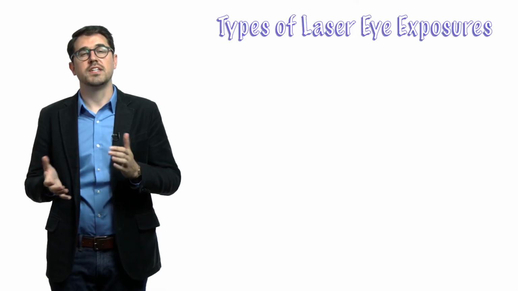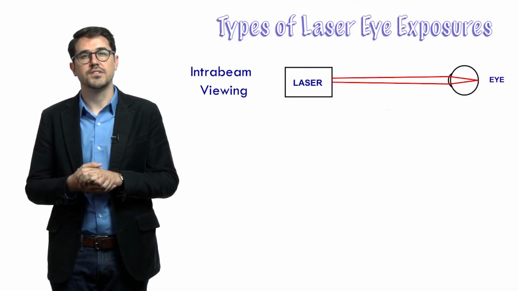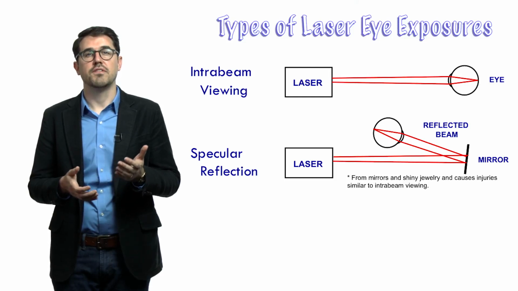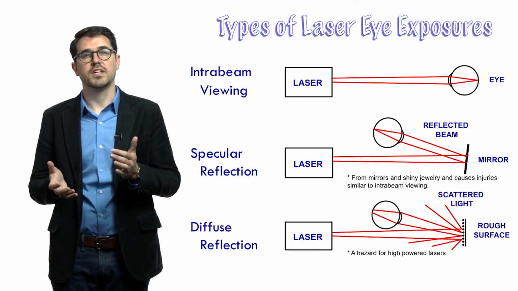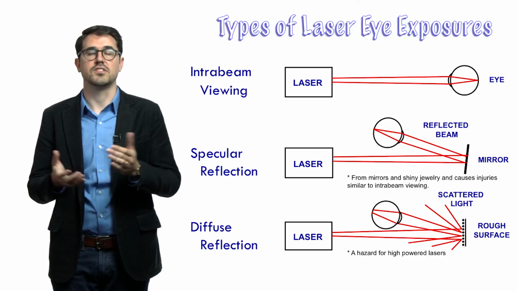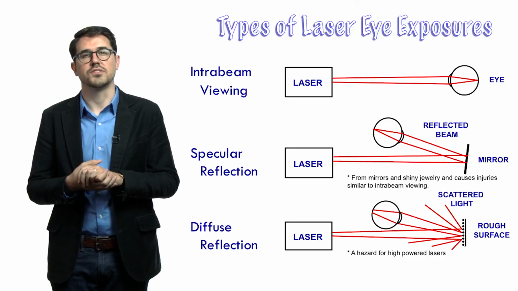There are 3 types of laser eye exposures: intrabeam viewing, which is looking directly into a laser; specular reflection off of reflective objects such as mirrors or jewelry; and diffuse reflection off of rough surfaces such as a wall. Diffuse reflections are only an issue for Class 4 lasers.